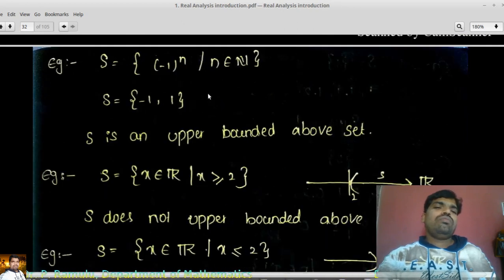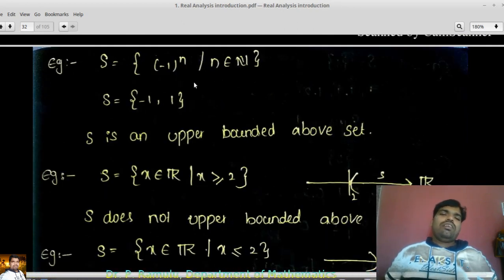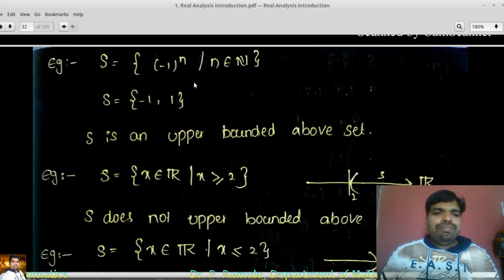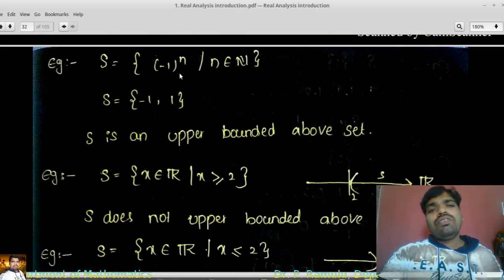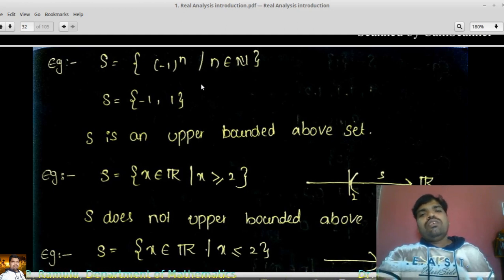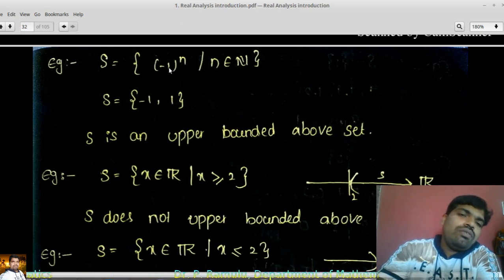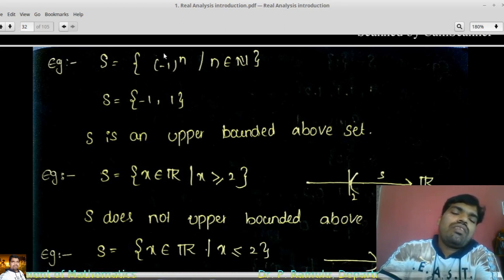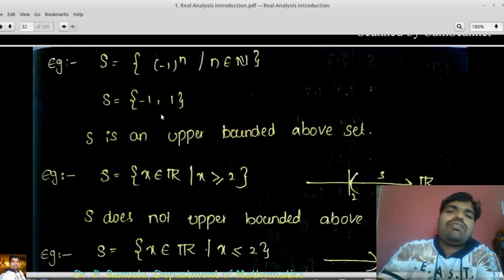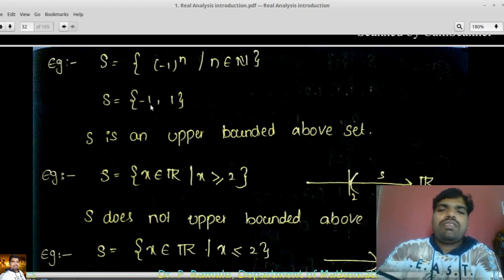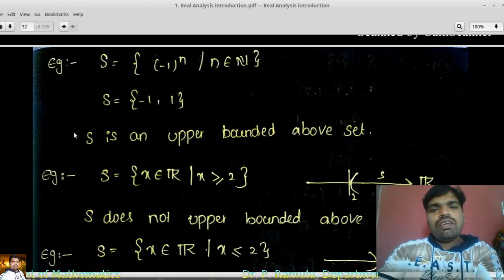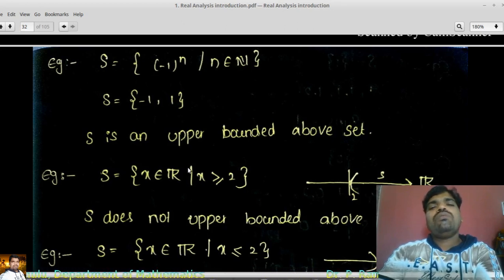S is equal to minus 1 whole power n such that n belongs to N. I am taking a different set here. The elements of S are: if n equals 1, then minus 1 whole power 1 is minus 1; n equal to 2, minus 1 whole power 2 equals 1; n equal to 3, minus 1 whole power 3 equals minus 1. So the elements of this set are minus 1 and 1. That means the range of the set is minus 1, 1. Therefore, S has upper bounds and S is a bounded above set.